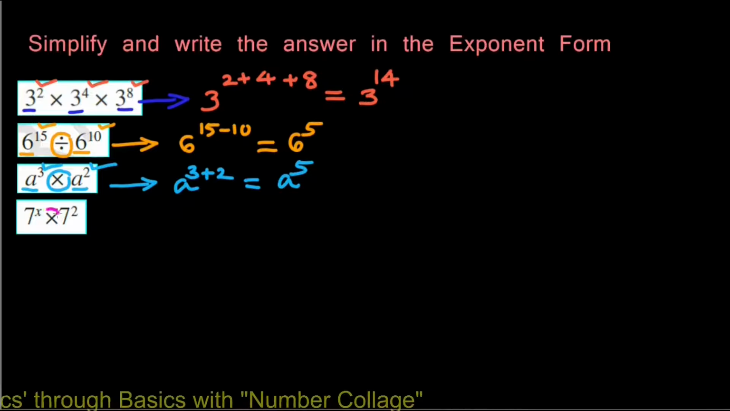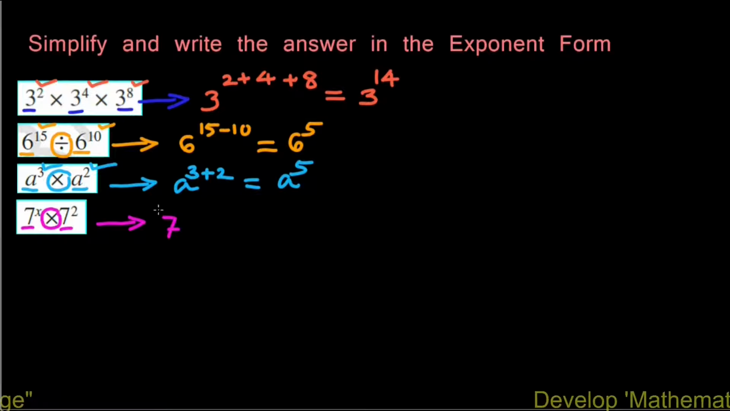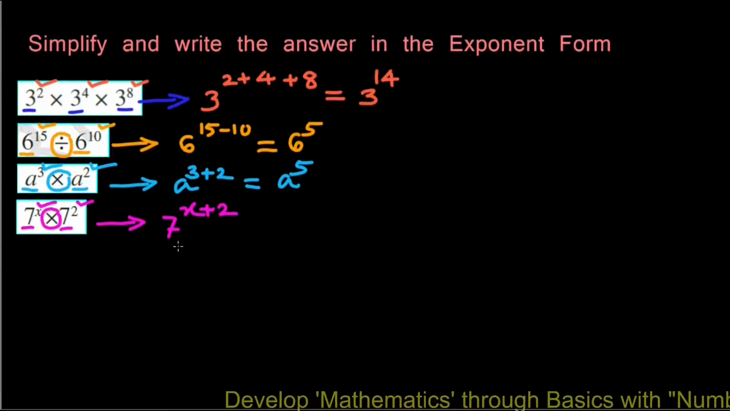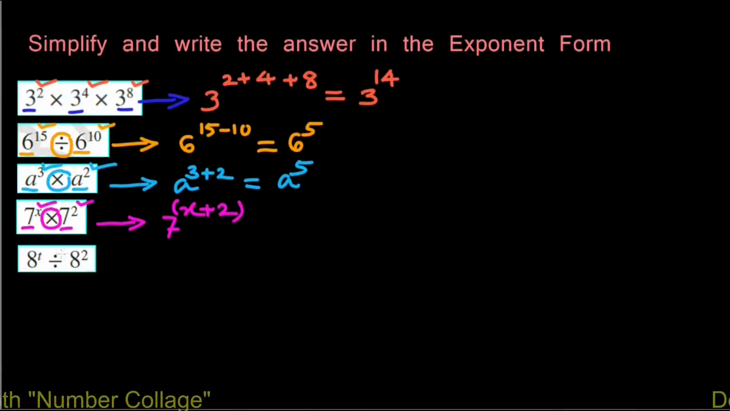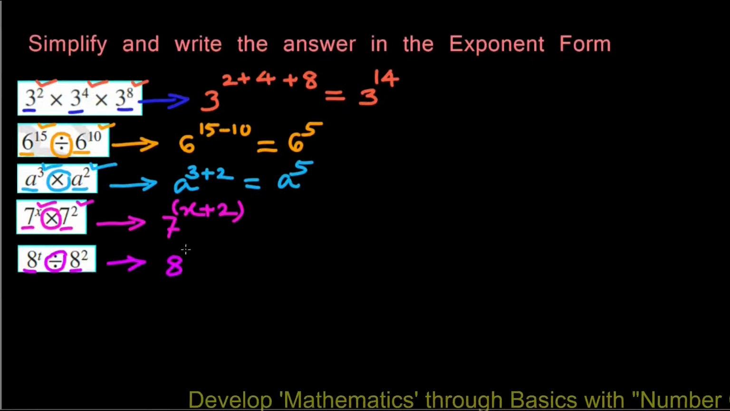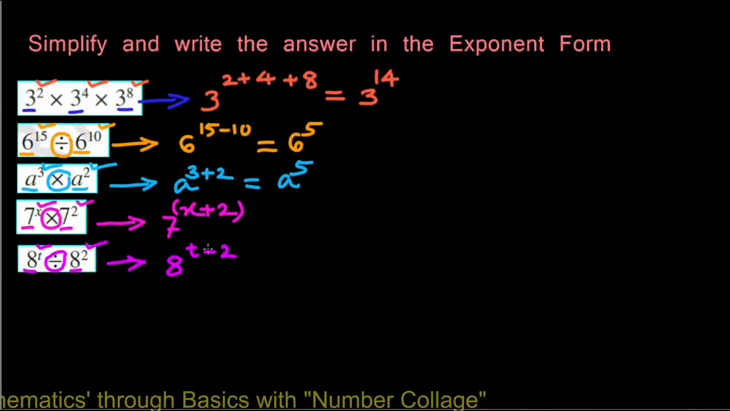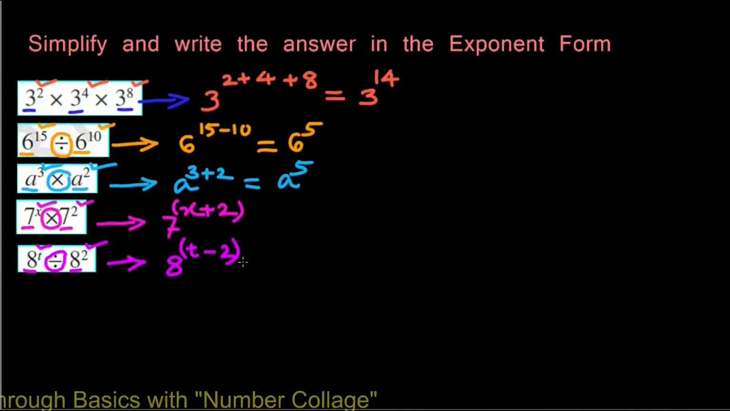There is a multiplication sign between the numbers and the base is same. So we have to raise the same base 7 to the addition of the powers x and 2. So it will be 7 raised to x plus 2. There is a division sign between the numbers and the base is same. So we will raise the same base to the subtraction of this t minus this 2. So it will be 8 raised to t minus 2.